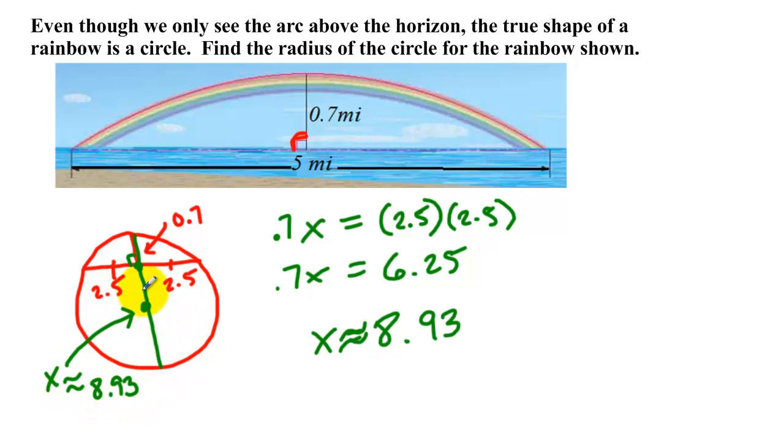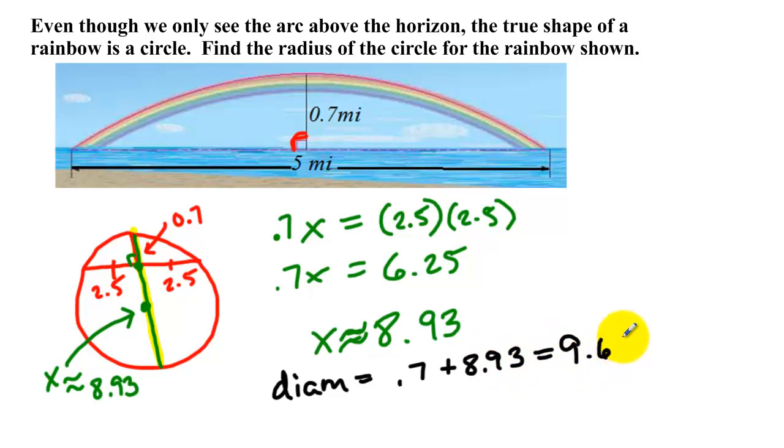Think about what we know about a radius. We've got two radii. Let me highlight. What does all this tell me about my diameter, the whole thing? We know the diameter is going to be just adding this little 0.7 above and this 8.93 that we got below. So let's say the diameter is 0.7 plus 8.93, which comes out to be 9.63.